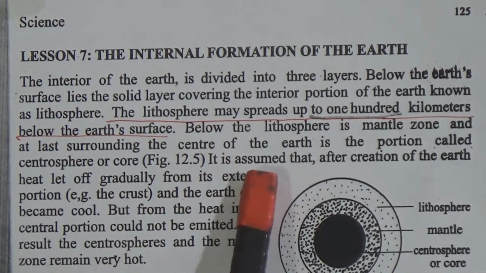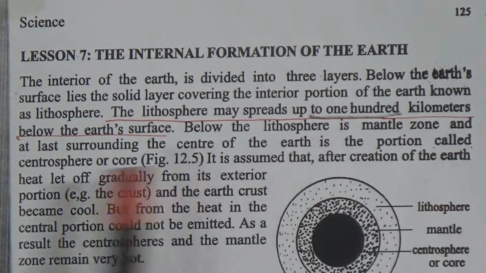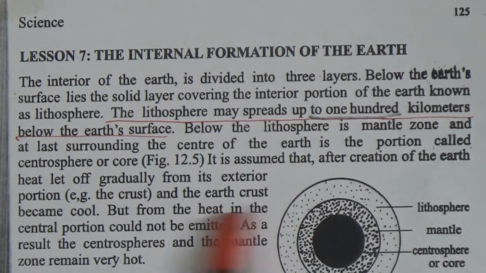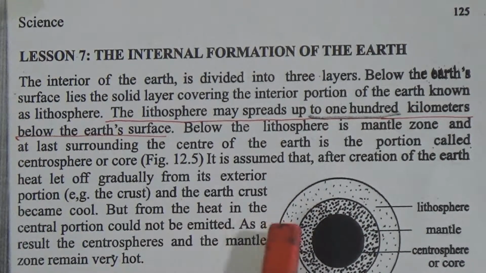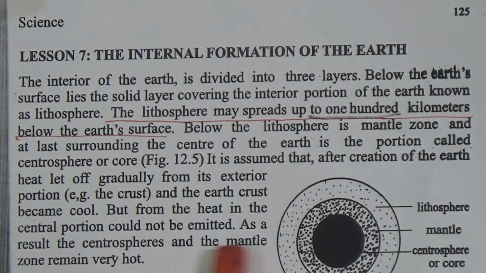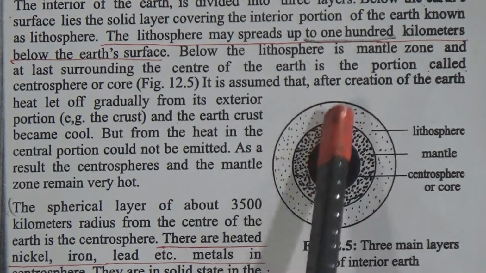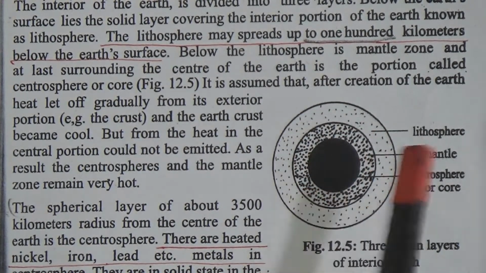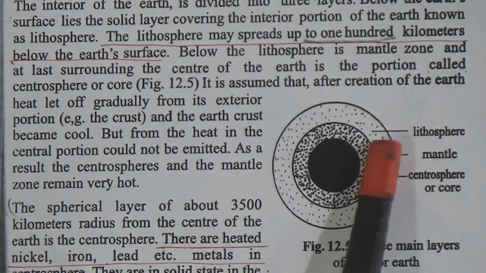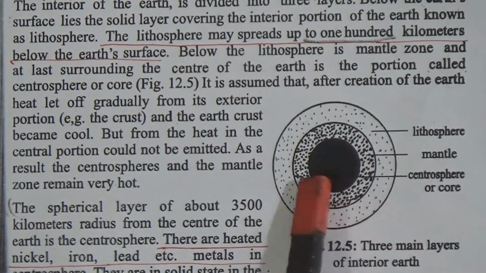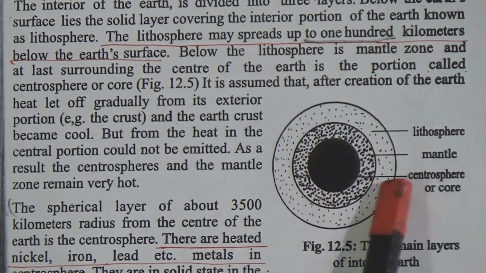It is assumed that after creation of the earth, heat let off gradually from its exterior portion and the earth crust became cool, but the heat in the central portion could not be emitted. As a result, the centrosphere and the mantle zone remain very hot. So here are the 3 main layers of the internal earth. Here you see after the surface it is the lithosphere, and then the mantle zone, and in the last part, that is the middle of the earth, it is the centrosphere or core.